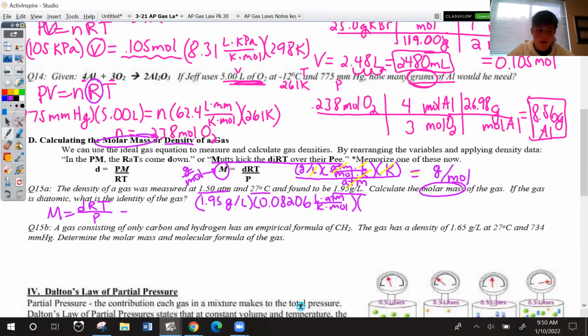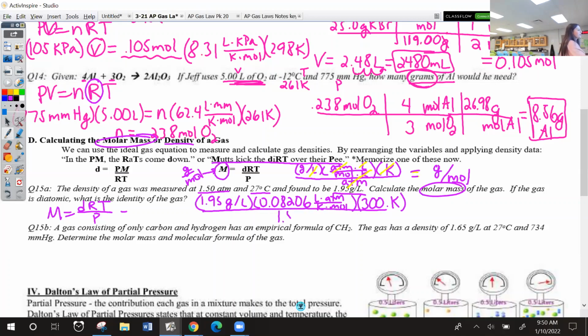Kelvin. No, what is it? 300? Did I do that right? 273 plus 27, 300 Kelvin. So we add 273 to that. We're going to divide by our pressure, which is 1.50 atmospheres. Okay, let's calculate this. Somebody else try it too to make sure I don't make a mistake, please.